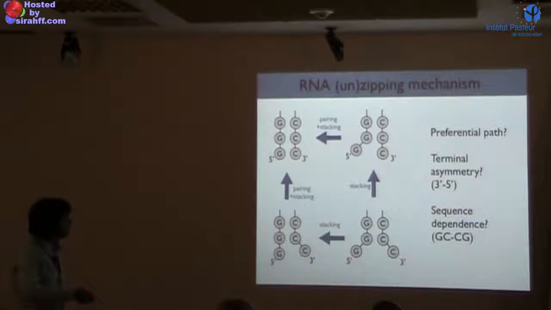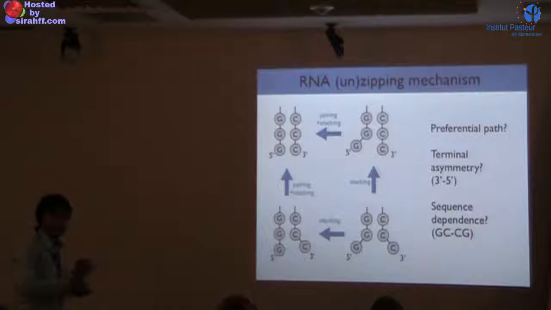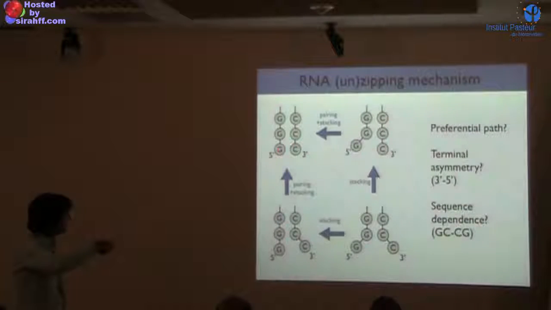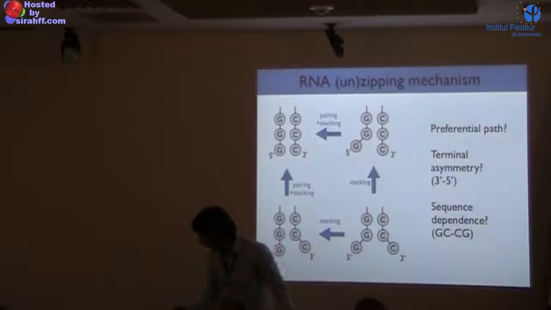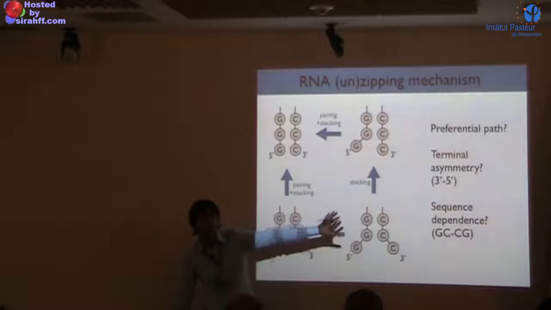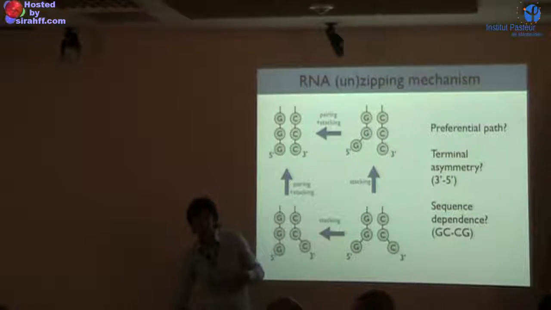So if, for example, you have guanine or cytosine, what happens if only the first pair counts or also the second pair, and so on. Okay. The nice thing of simulation is that you can do studies which are very detailed with respect to experiments.